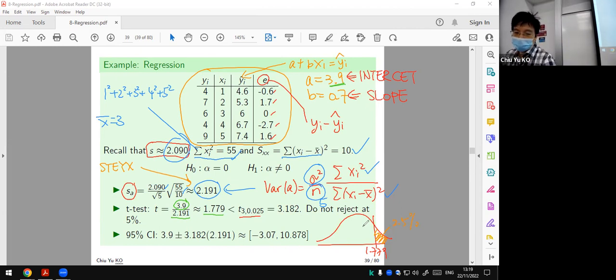So you cannot reject. Okay, which means that you really can't reject it. Right? So the intercept basically means nothing because you cannot distinguish it from 0. Okay, but still you can do a confidence interval estimate, right? You can also use 3.9, use this number 3.18 and put the number there. Is that clear? Okay, don't worry.